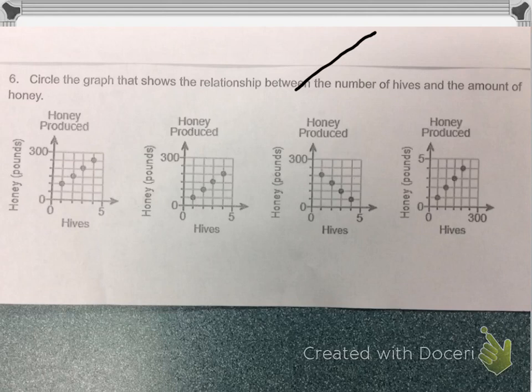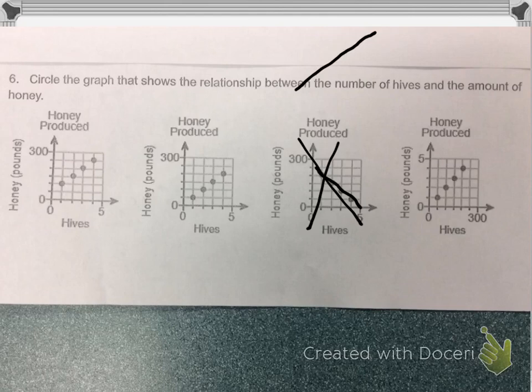The third graph has the points going in a downward direction. We know that that cannot be true because that would be a negative slope. So the third graph is not the correct answer. Also, looking at where the values are placed on our graphs, we can see that the number of hives is going to be on the x-axis.